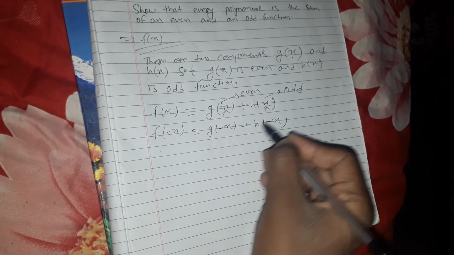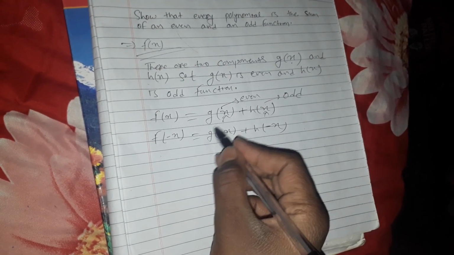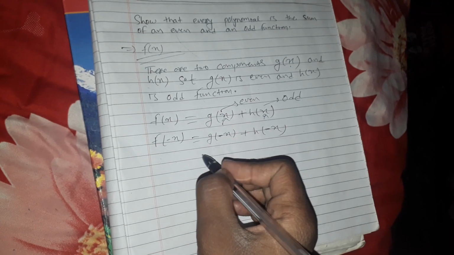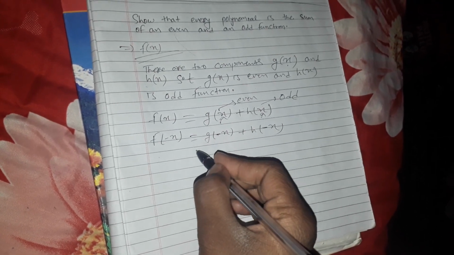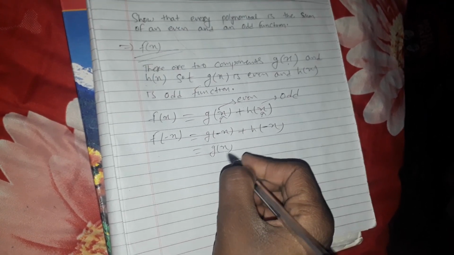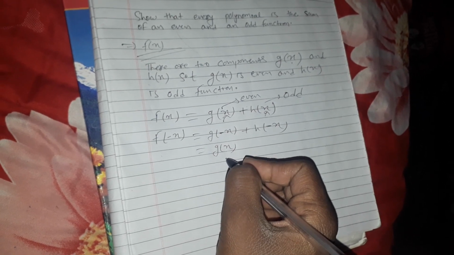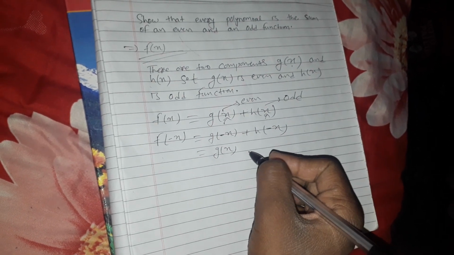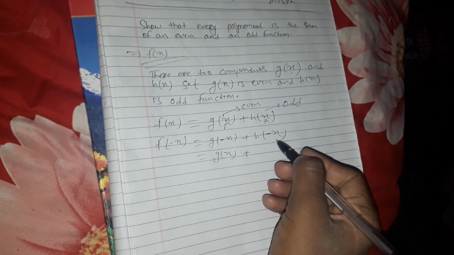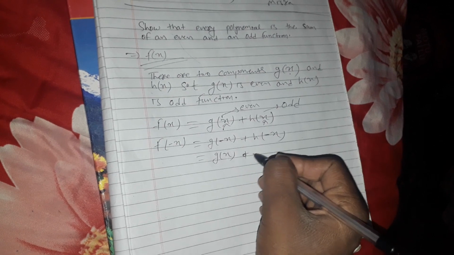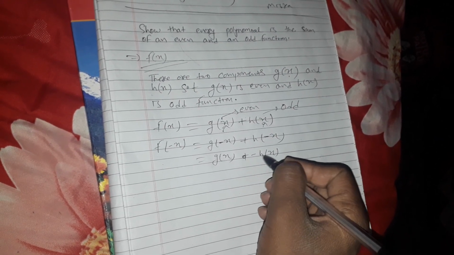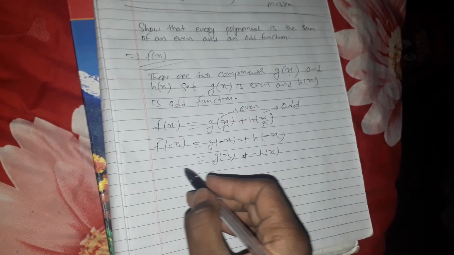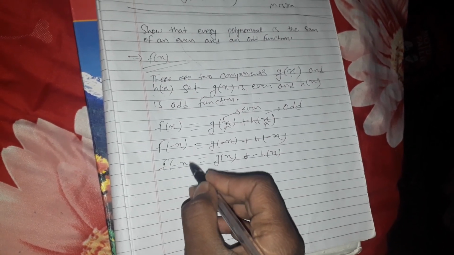We know g of x is an even function, so by definition g of minus x should be equal to g of x. And h of minus x is an odd function, so from the definition it should be minus h of x. I hope this is clear. So you have this equation here, and we got two equations now.